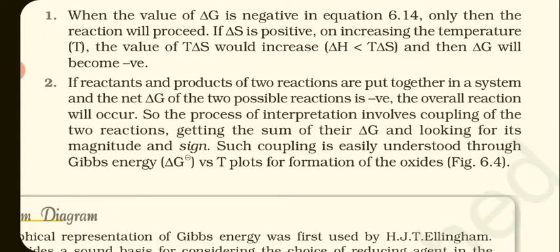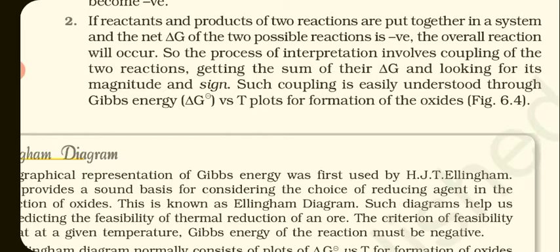If the reactants and products of two reactions are put together in a system and the net delta G of the two possible reactions is negative, the overall reaction will occur. So the process of interpretation involves coupling of the two reactions, getting the sum of their delta G and looking for its magnitude and sign. Such coupling is easily understood through Gibbs energy versus T, the absolute temperature, plots for the formation of the oxide. You can see figure 6.4.